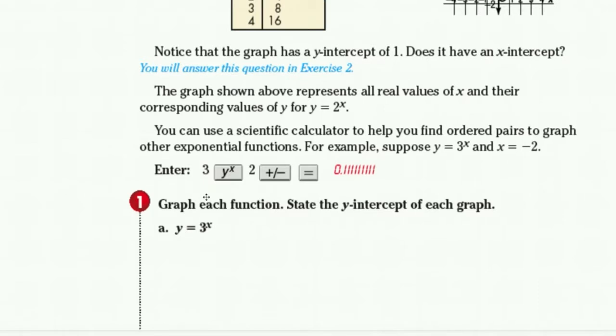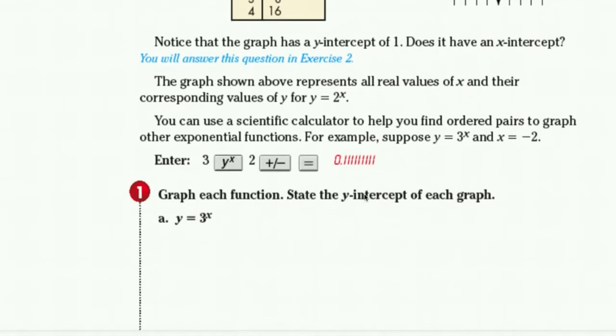So all you need to do is get your scientific calculator and press 3 and press the button y to the x power and then press number 2 plus or minus the equal sign, and that's what you're going to get. So 3 raised to the -2 is 0.1111111. Okay? So let's take a look at example number 1.